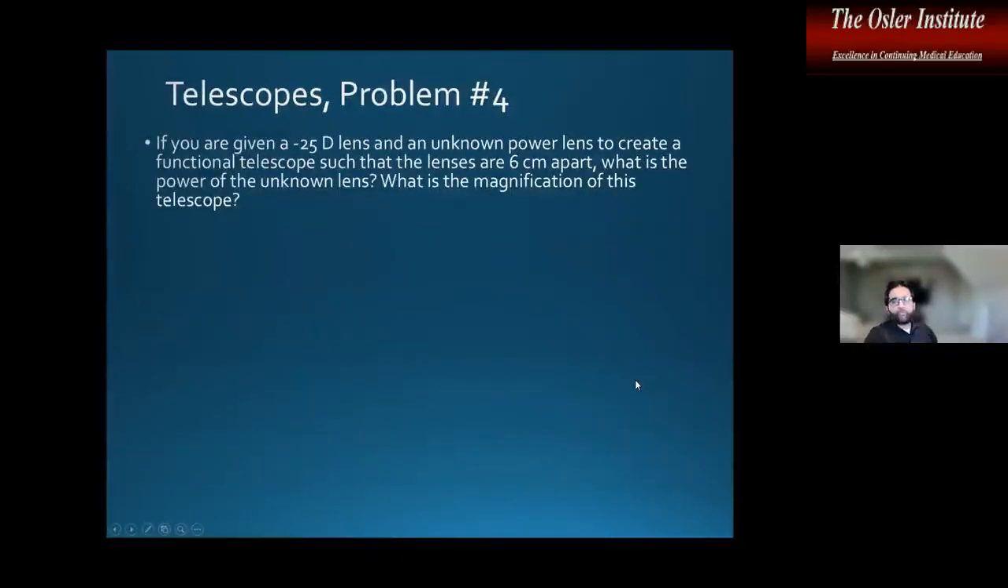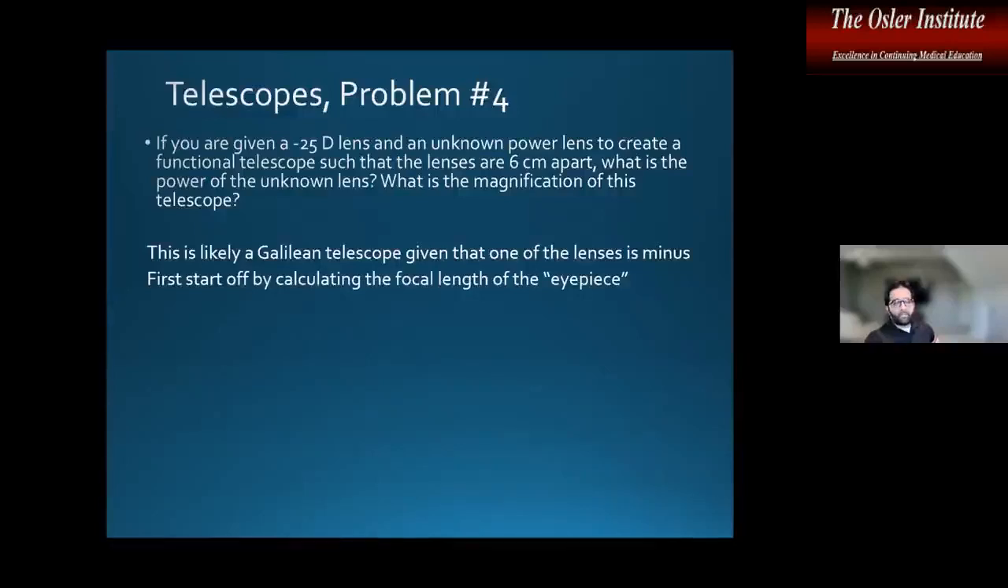Another problem: if you're given a 25 diopter lens and an unknown power lens to create a functional telescope such that the lenses are 6 centimeters apart, what is the power of the unknown lens? What is the magnification of this telescope? Again, this must likely be a Galilean telescope, given that one of the lenses is minus. First, start off by calculating the focal length of the eyepiece. So 100 divided by -25 is going to give us a -4 centimeters.